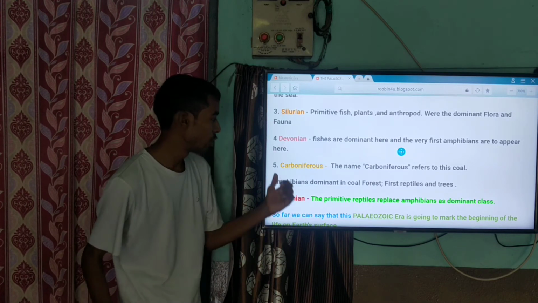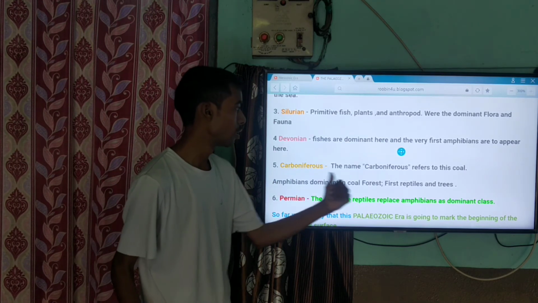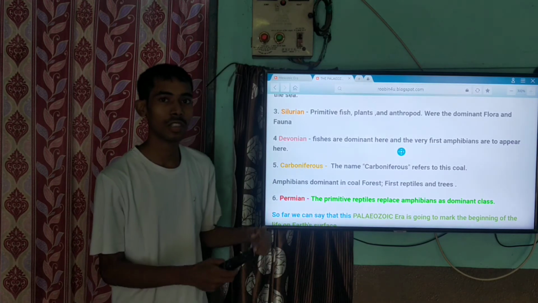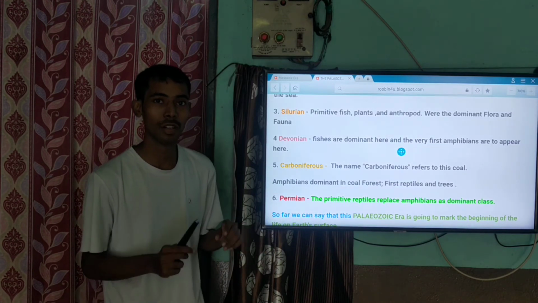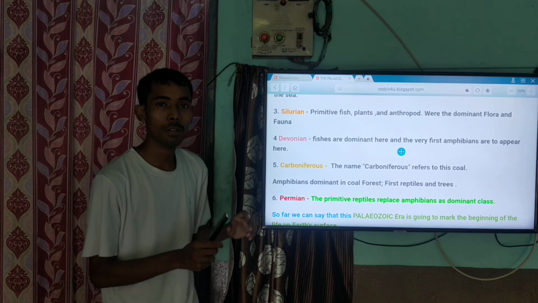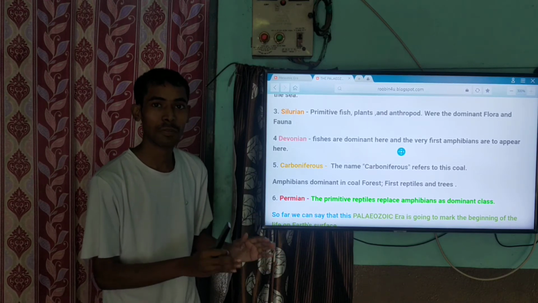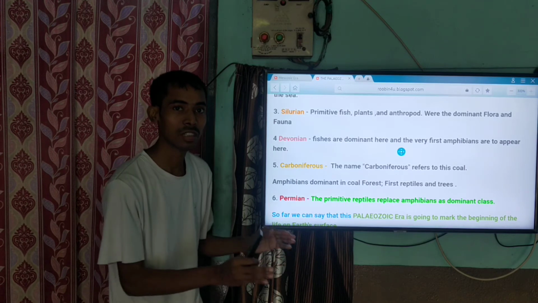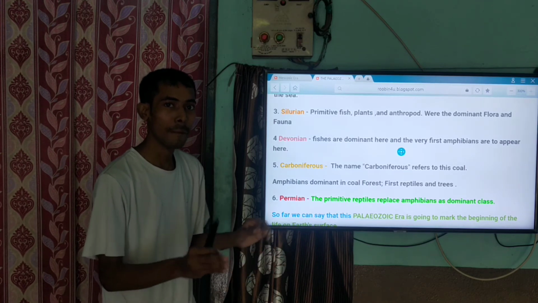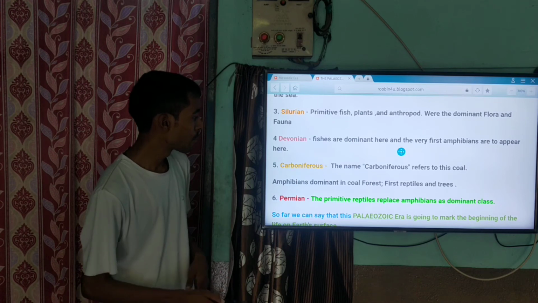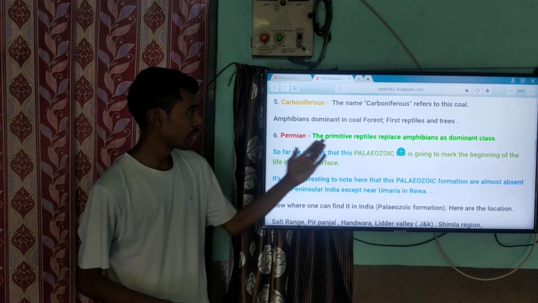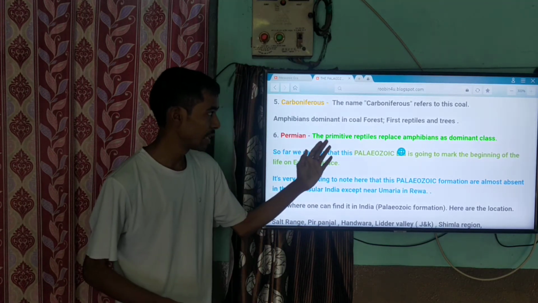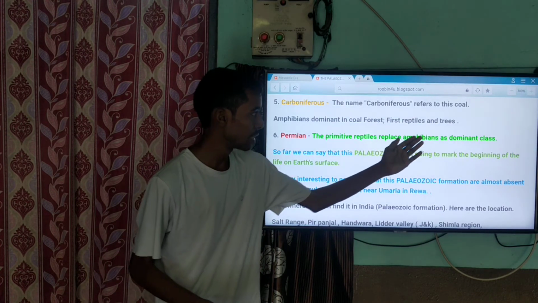Actually, this period is referred to, as we will see further in the Mesozoic era, as the period of coal formation. Mesozoic era, which means the middle of life, we will see there. Now, primitive reptiles. See here, primitive reptiles replace amphibians as the dominant class.